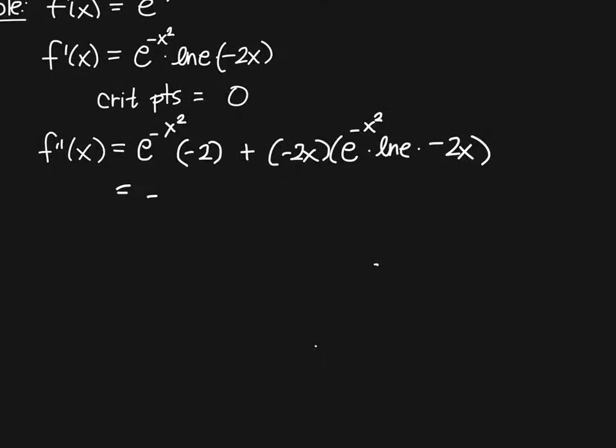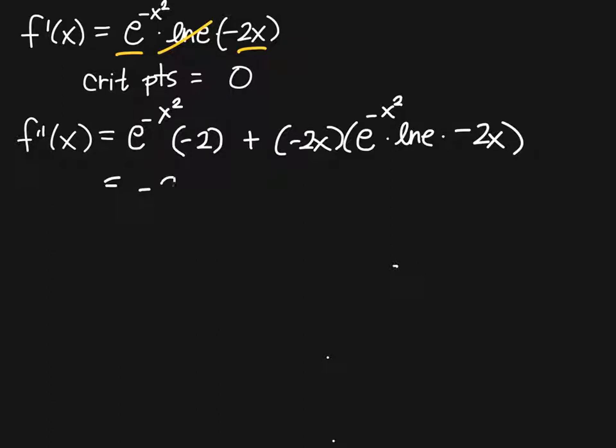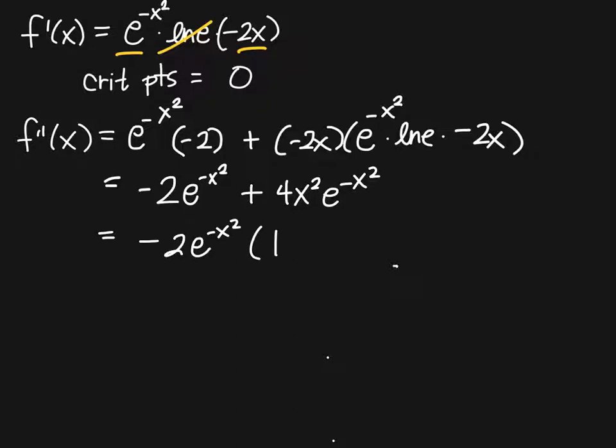Okay, so then we're going to simplify this to be negative 2 e to the negative x squared, and then I'm going to have plus 4x squared e to the negative x squared, and I want to factor that out. So I'm going to pull out negative 2 e to the negative x squared, and when I factor that, that leaves me with, no, I'll pull out positive 2, I think I don't need a negative. And when I pull that out, I'll have negative 1 plus 2x squared, times e to the negative x squared.